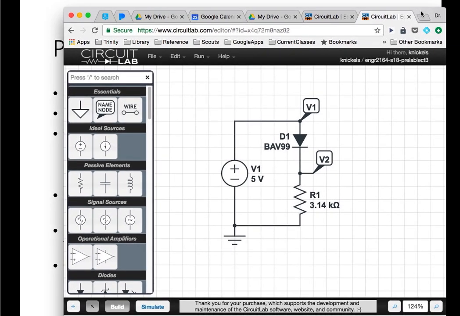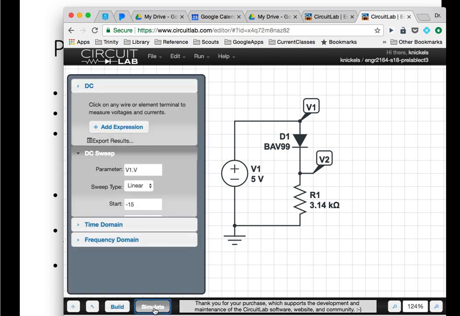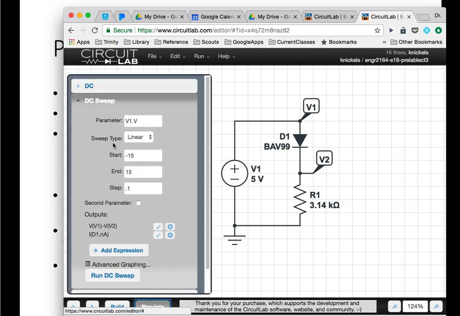So here is the circuit with a slightly different diode and slightly different resistor. And we're going to go simulate a DC sweep. V1.V is our parameter we're changing, and we're doing linear from negative 15 to 15 by 0.1. And that's plenty close enough. And our two outputs are V1 minus V2 and I of D1. If you end up picking the cathode, you'll just get the negative of this current, and that's fine either way.